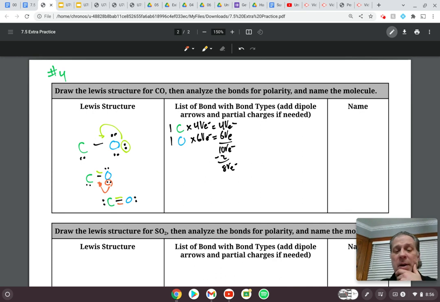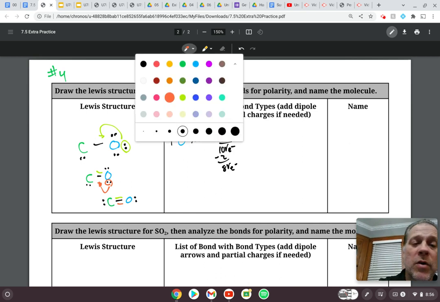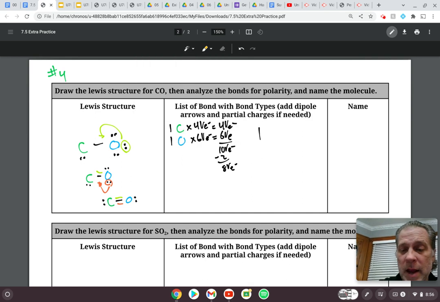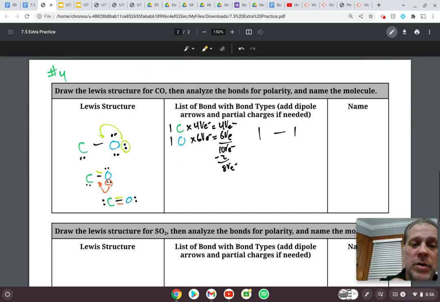And so because I have a triple bond in this case, both atoms have 8 electrons. They each have 6 electrons in bonds and 2 in dots. So everybody is in good shape there. Now I need to go ahead and identify what type of bond I have. So I'm looking at the relationship between carbon and oxygen.